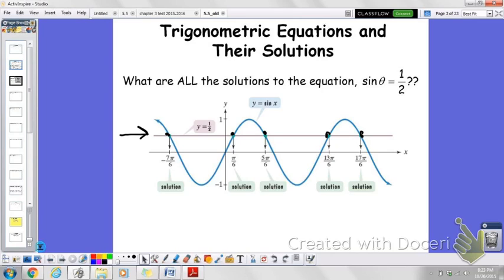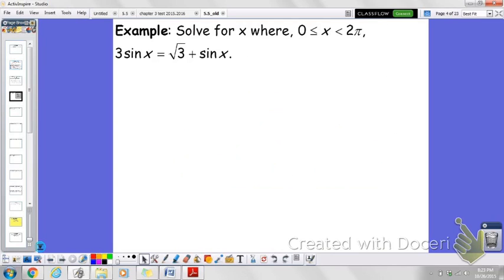Now we could name an infinite amount of solutions, but today we are going to be focusing on solutions that are between 0 and 2 pi. So for our first example, we're going to solve for x, where x is between 0 and 2 pi. For this lesson, you're going to need your unit circle a lot, so make sure you have that out. Let's take a look at this equation: 3 times the sine of x equal to √3 plus the sine of x.